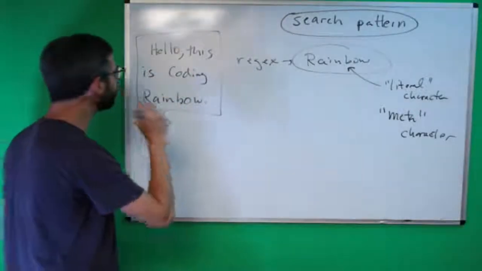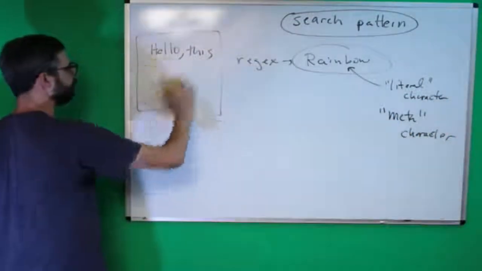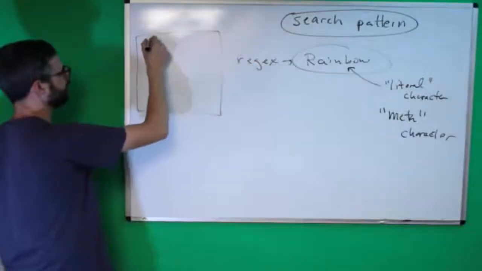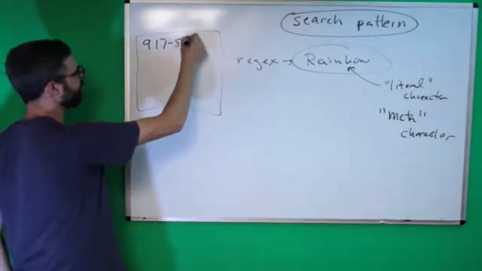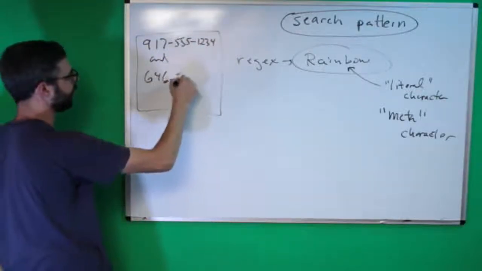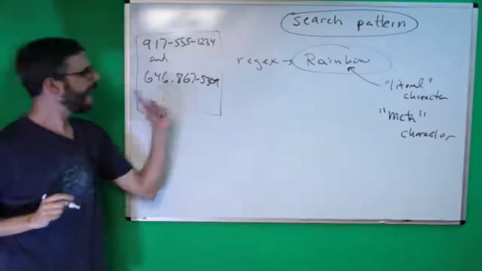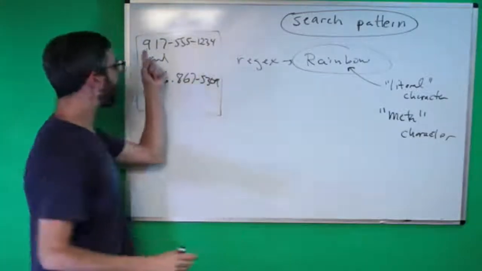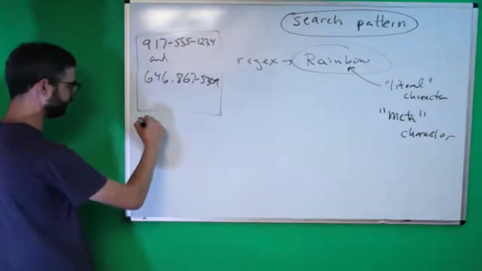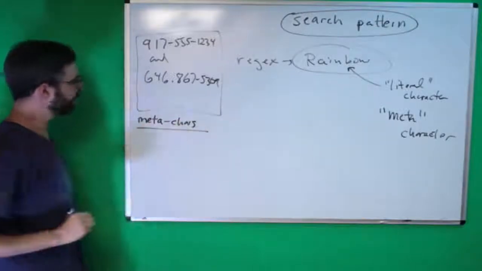OK, so let's think about the phone number example. The text that I'm looking in has this in it: 917-555-1234 and 646.867.5309. OK, so how do I want to create a pattern that will match these? What could I say? And let's make a list of meta characters over here.